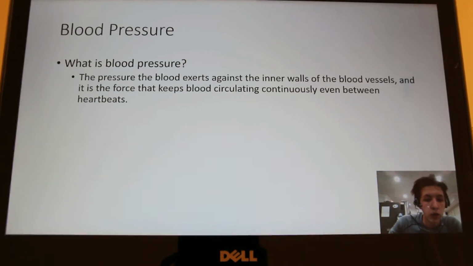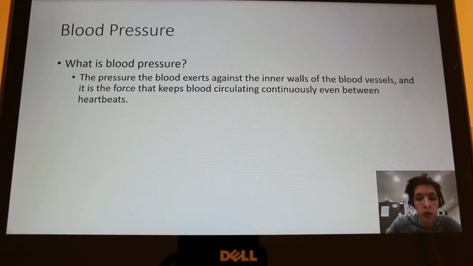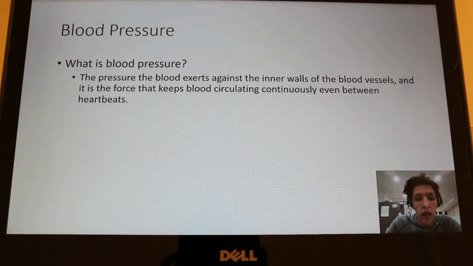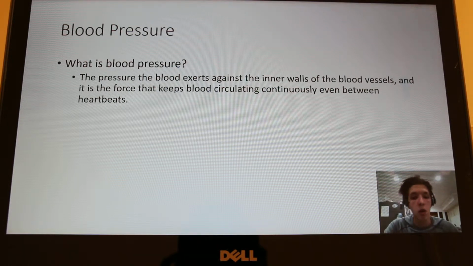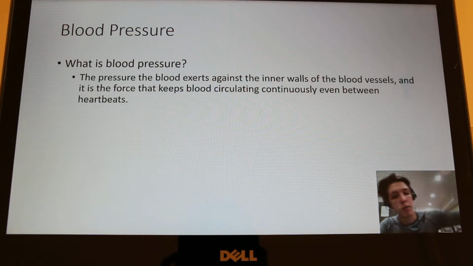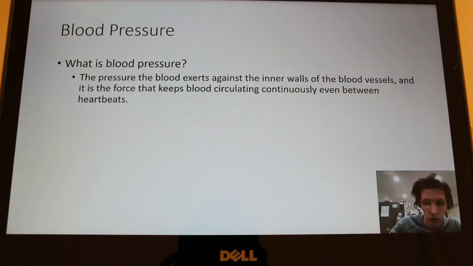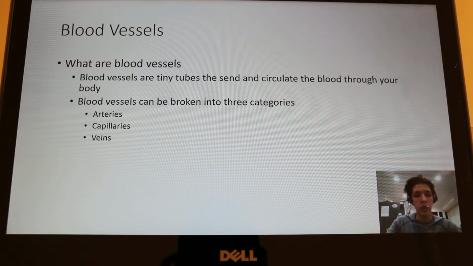Okay, so start with, what is blood pressure? Blood pressure is the pressure the blood exerts against the inner walls of the blood vessels and the force that keeps blood circulating continuously even between heartbeats. So, what this means is that when the heart pumps out blood, it's trying to send it all the way throughout the body. The amount of pressure that the heart can push the blood with is what we would call our blood pressure.